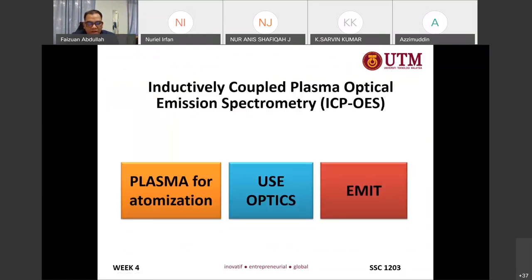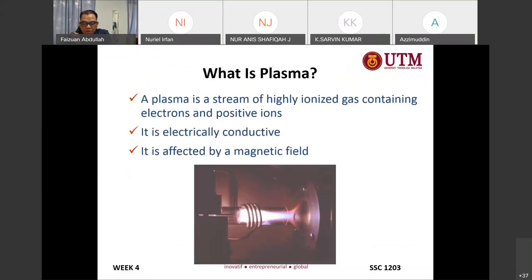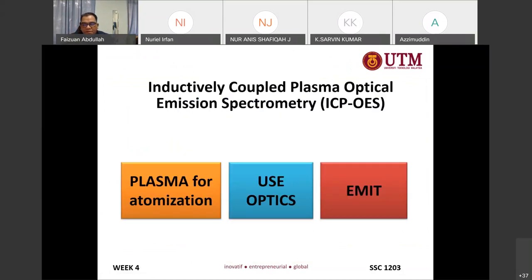So the second instrument we have is inductively coupled plasma optical emission spectrometry, or ICP-OES. Remember, in the instrument, if we have a dash here, meaning that there are two parts in the instrument. The first part is the atomizer. And the second part is the detector. Okay, detector. So in this instrument, our detector is also based on the emission spectroscopy.